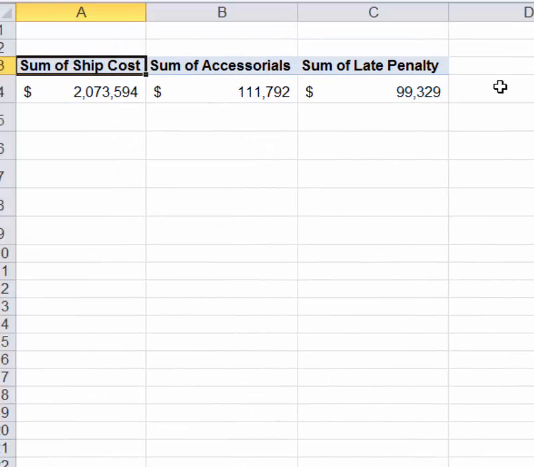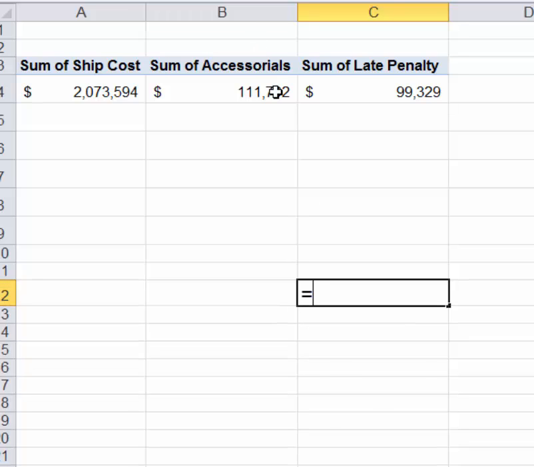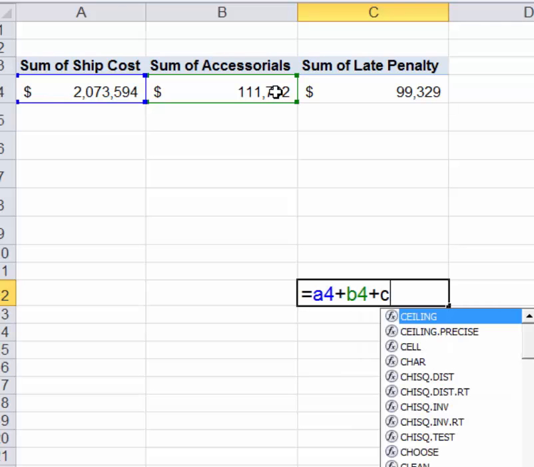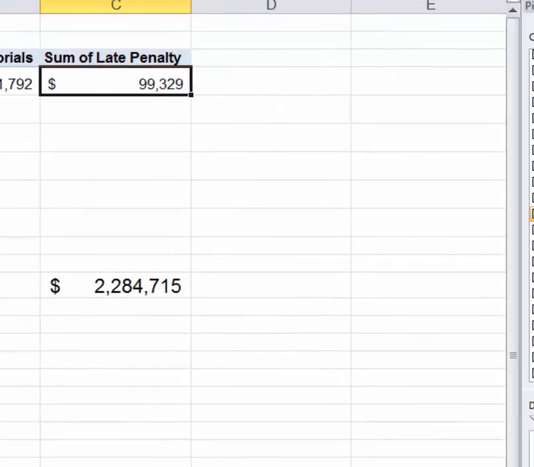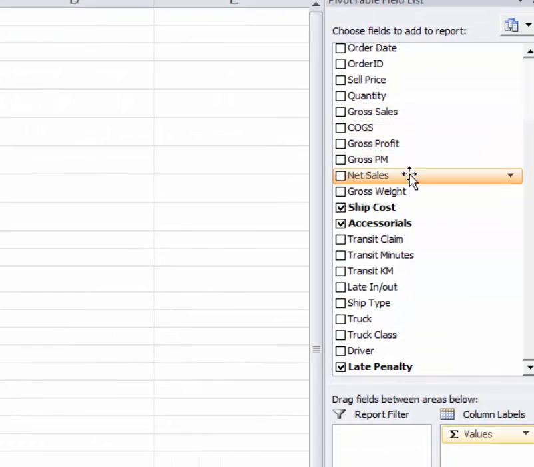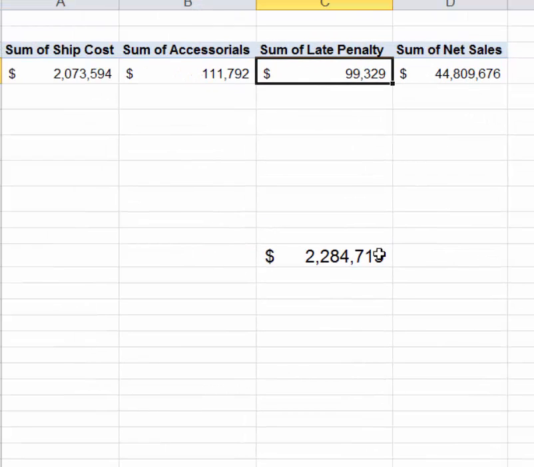So these are my 3 total shipping costs. Let's add them up. Just do it over here. So again, it doesn't matter where you do it. A4 plus B4 plus C4. Total shipping costs, and we want to see net sales. So what percentage of my net sales of $44 million did I actually spend on shipping or freight costs?